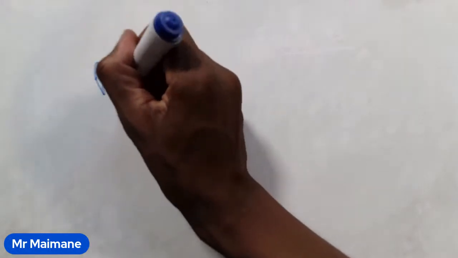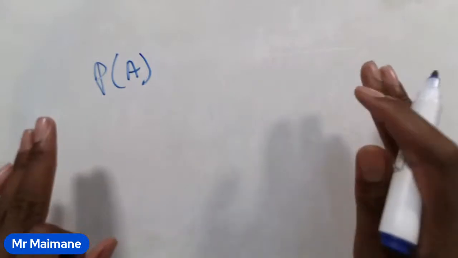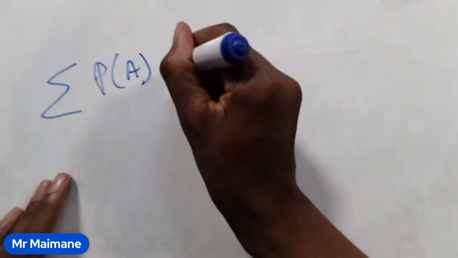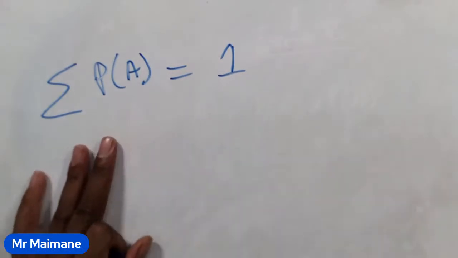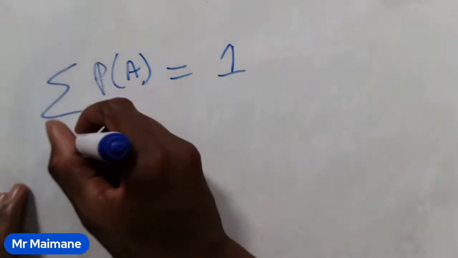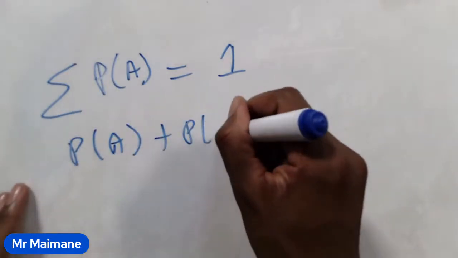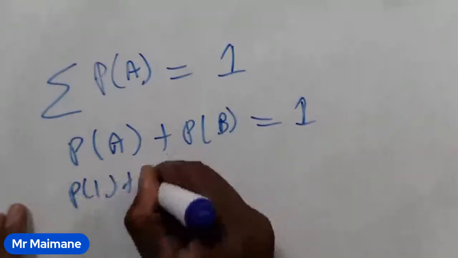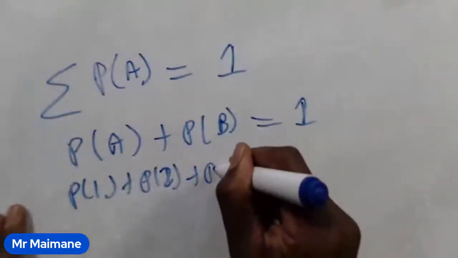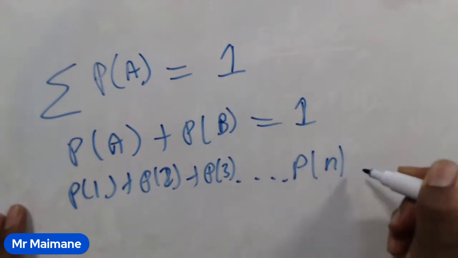If the probability of A, okay, automatically the sum of all probabilities must be equal to 1. If you add all your probabilities, you must always get 1. So this rule goes further and says probability of A, if you have two cases, plus probability of B must always be equal to 1. So meaning probability of 1 plus probability of 2 plus probability of 3 up to probability of n must always be equal to 1.